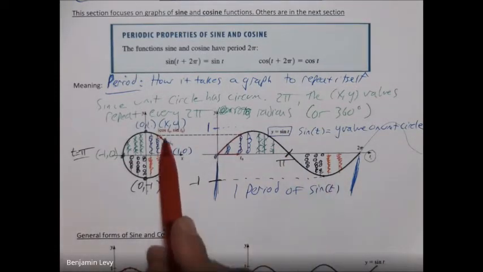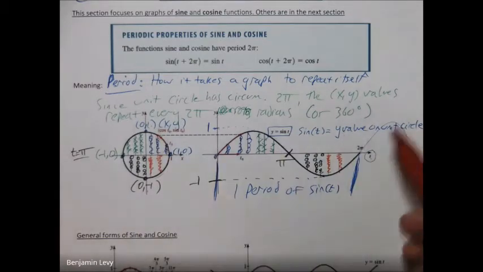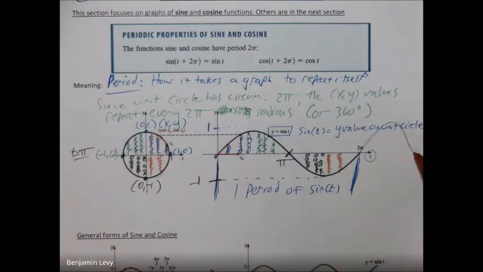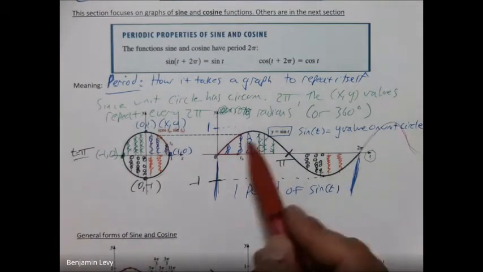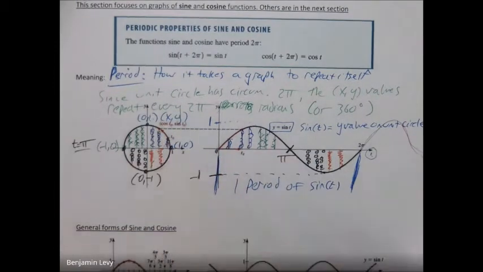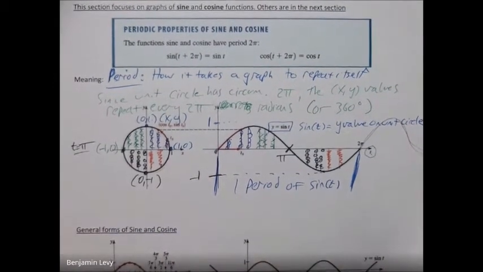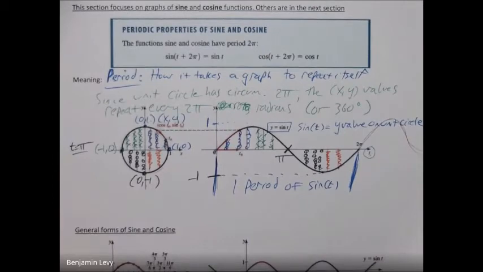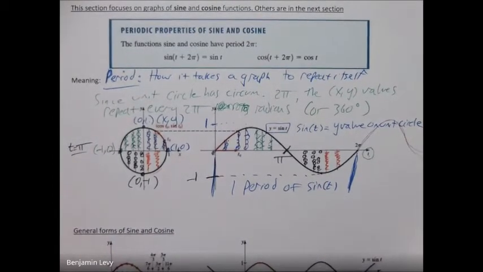It took us 2 pi to go all the way around the circle, and it just continues. The next 2 pi would just trace out the same y values again. We could also go the other direction, just tracing out the y values in the other direction. So anytime we're thinking about sine, we're thinking about the y values on the unit circle.